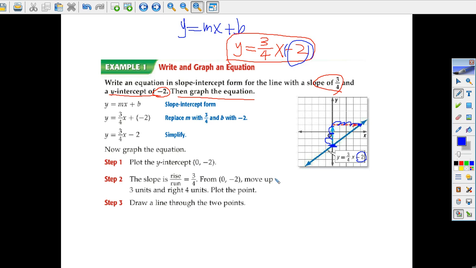Okay. So again, whenever you see graph, if it's in slope-intercept form, you use the y-intercept first. That's where you start. Put a dot there. And then you do rise over run, put another dot, and connect the 2 dots, and there's your nice graph.